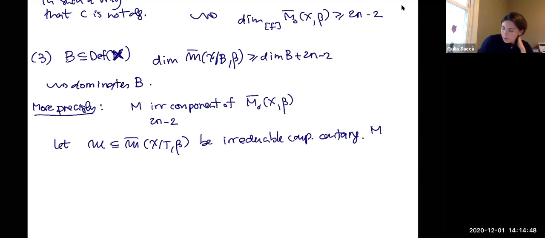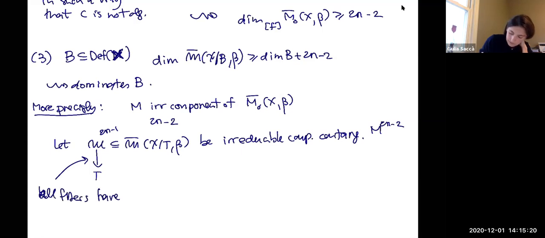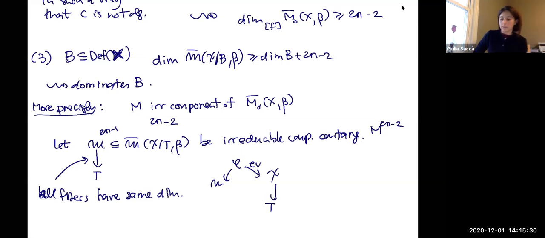The irreducible component containing M, so this is the dimension 2n minus 2. And so basically what you see is that because this has dimension 2n minus 1, then this of course surjects onto this curve. And in particular, it's flat. So it's equidimensional. All fibers have the same dimension. And in particular, if you look at the evaluation map into the deformation of C, then you're just deforming the locus spanned by the deformations of C.